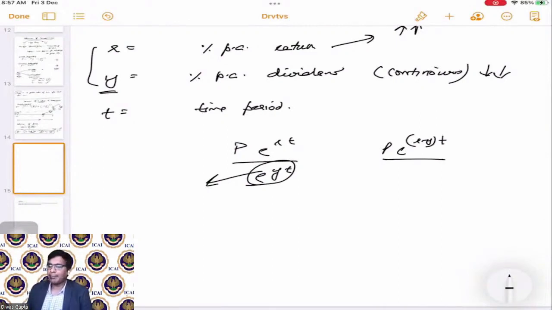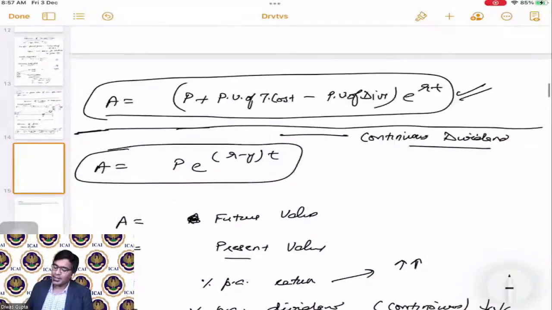You're getting my point? Because if in the denominator we take it up, we will have to reduce it. I'm not going into the derivation again. What I'm trying to say is that this is also the present value of dividend that is happening by just doing this R minus Y. Very easy, very simple. Just remember this formula. Whenever there is a discrete dividend, then R minus Y will be the case.